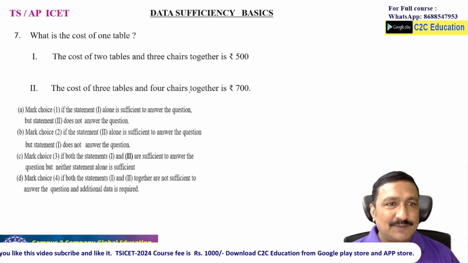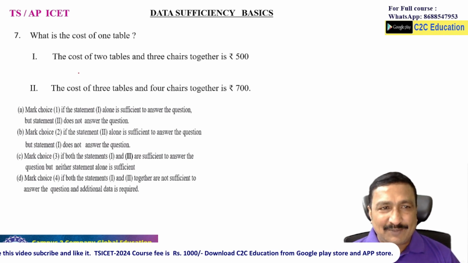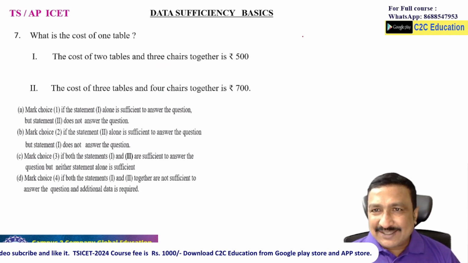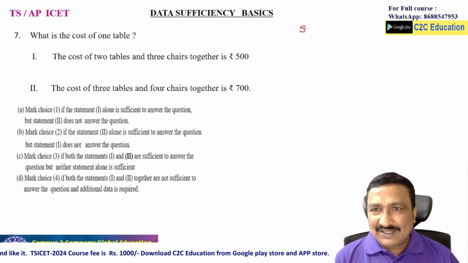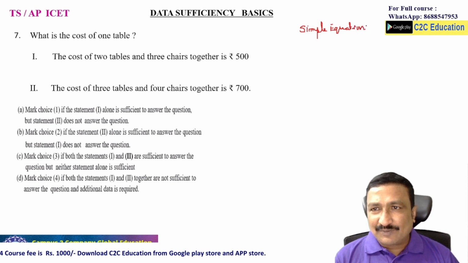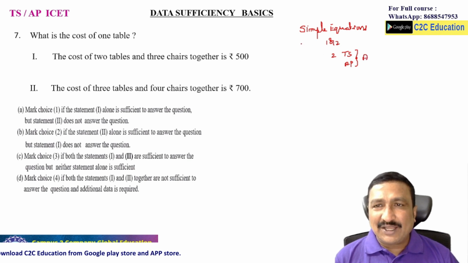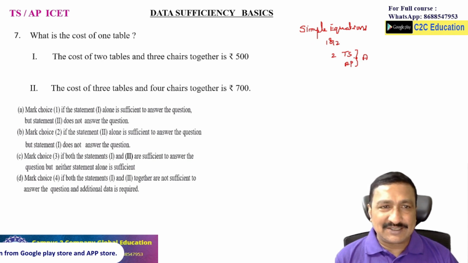Now look at the next question. This is a simple equation. I am telling, very important. If you look at the syllabus of TSICET or APICET, simple equation is one of the important topics. From the simple equation, you will get 2 to 3 questions. 1 or 2 questions from data sufficiency, and 2 questions compulsory in TSICET and APICET, they are asking in the arithmetic section. So simple equation is one of the topics we have to concentrate on.